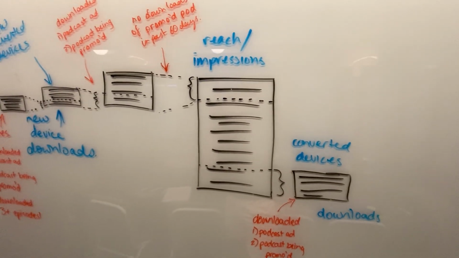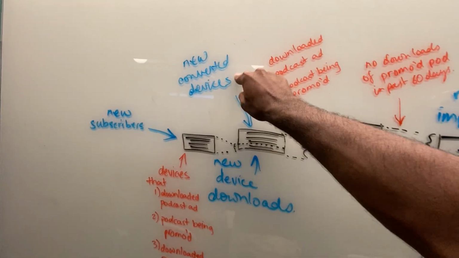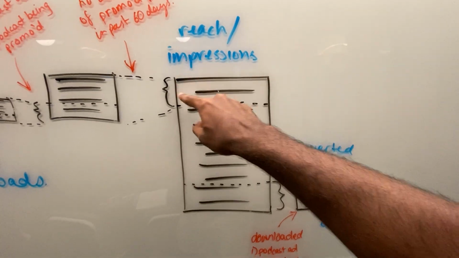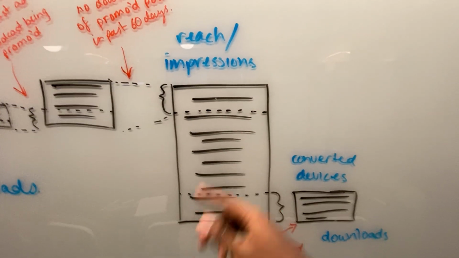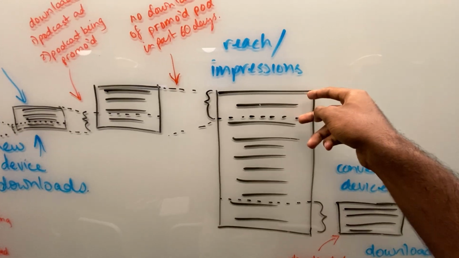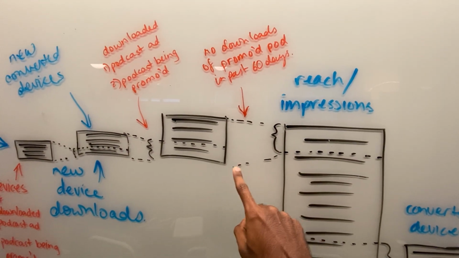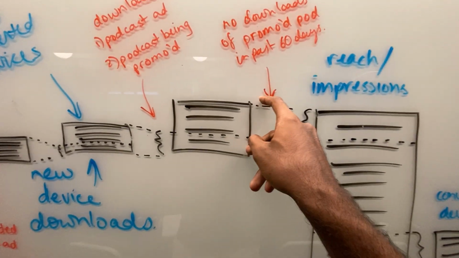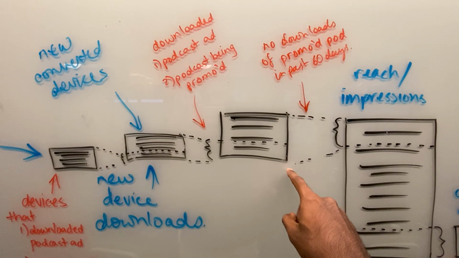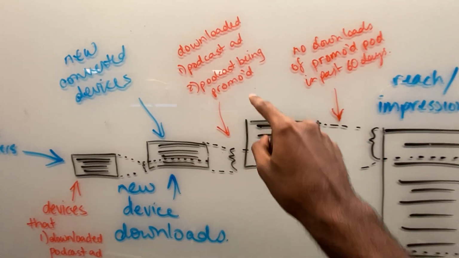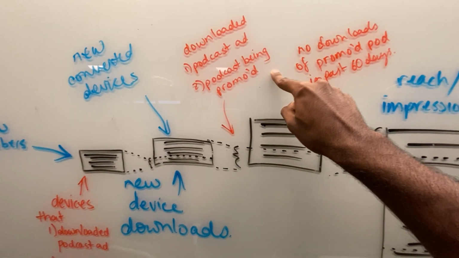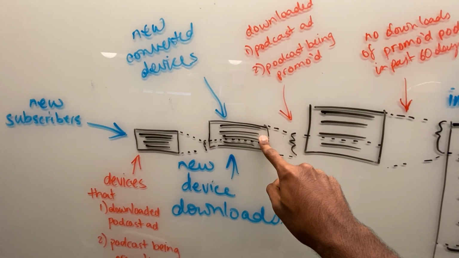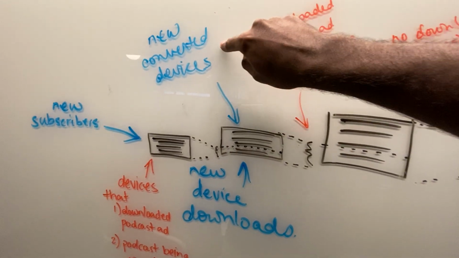So for that purpose, we have three terms that we're going to go into: new converted devices, new device downloads, and new subscribers. So once again, we go back to our list of devices who have downloaded the podcast ad. A certain number of those devices will not have downloaded the podcast being promoted in the past 60 days. Of that smaller group of devices, there will be an even smaller group that have downloaded the podcast ad and who have downloaded the podcast being promoted. That small group of devices is what we call the new converted devices on Podscribe.